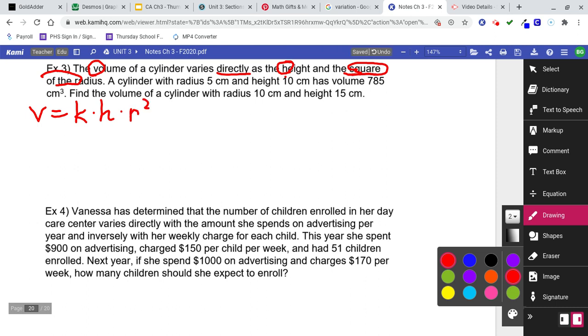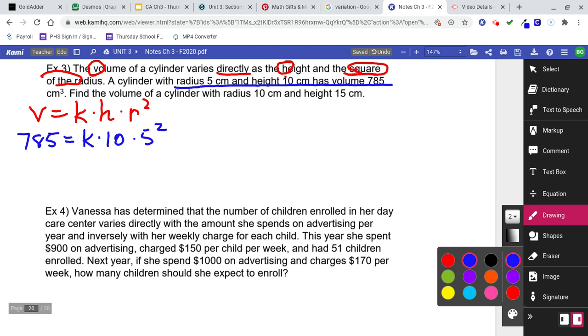Step 1, write the formula. Step 2, you're going to plug in all those numbers to find K. So it says radius is 5 and height is 10 and volume is 785. They give you pretty much all of the numbers that you'll need. Volume is 785 cubic centimeters. H is 10 and R is 5.